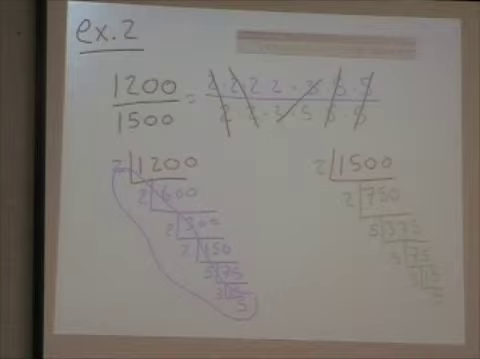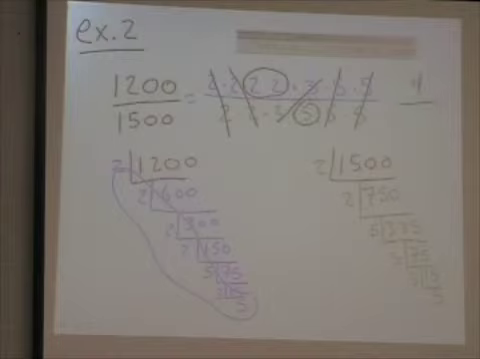Both these 3's match. Now on top, that just leaves us 2 times 2, which is 4. And on bottom, it just leaves us a 5. So your reduced fraction is 4/5. So 1,200 divided by 1,500 reduces to 4/5. You can multiply each of those in your calculator to check.